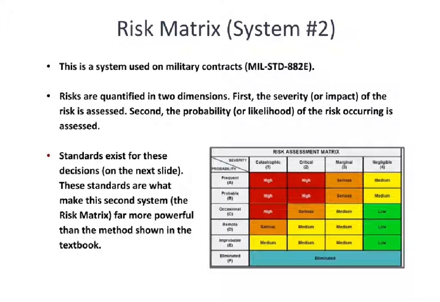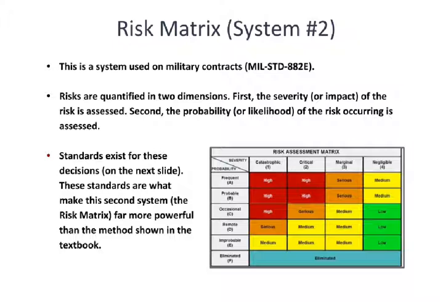So the two axes of the matrix, you have severity along the top here, and severity can be negligible, marginal, critical, all the way to catastrophic. We also have probability, all the way from it's completely eliminated, in other words, steps have been taken in order to eliminate the possibility of this occurring, to improbable, remote, occasional, probable, all the way up to frequent.